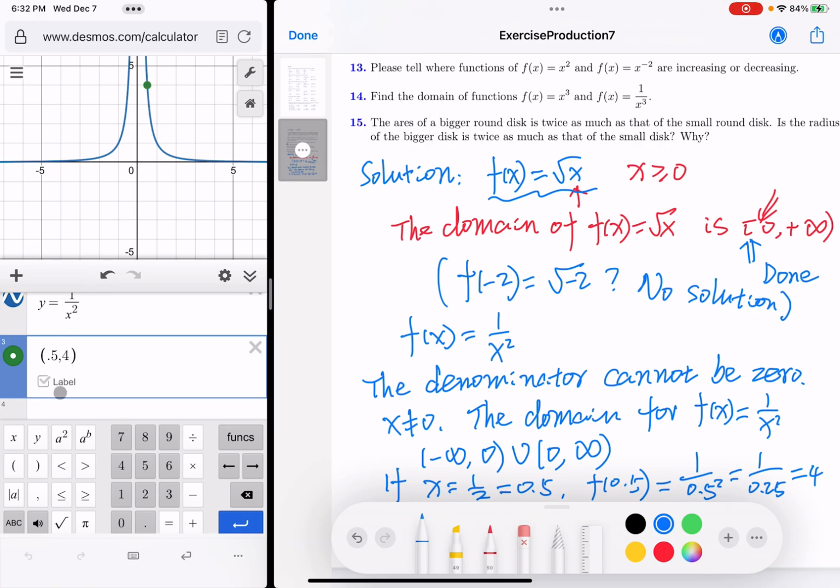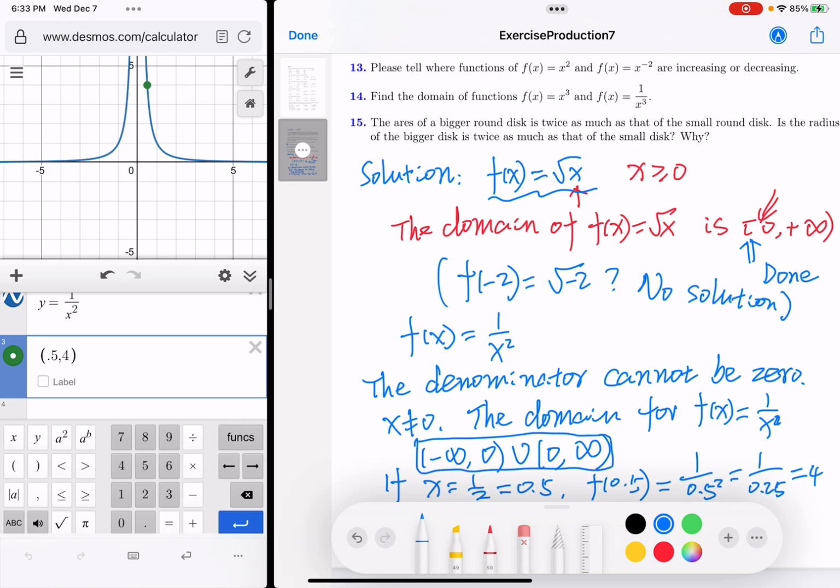And you can make it 0.05 to see. Then the point will be higher. But it cannot be 0. But very close to 0 is fine. Okay. So this tells us the domain for 1 over x squared.